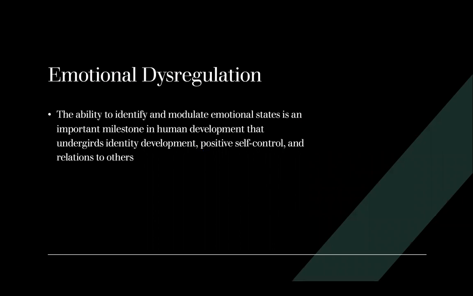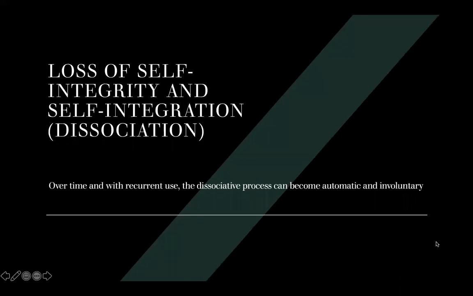So speaking of emotional dysregulation, the ability to identify and modulate, we've talked about this, I've touched on this already. It's an important milestone in human development. The ability to identify and modulate, meaning attend to, decrease distress, self-soothe these emotional states, is incredibly important to developing your identity, to positive self-control in relation to others. So emotional dysregulation has this domino effect on many areas in a person's life.